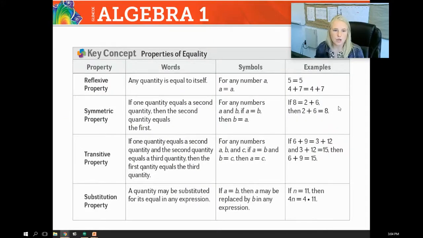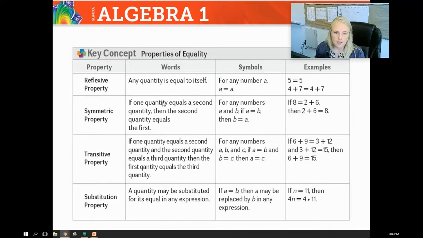Okay, here's our first chart. So here's reflexive property that I was just talking about. A quantity is equal to itself. For any number A, A is equal to A. That means that 5 is the same as 5, 4 plus 7 is the same as 4 plus 7.